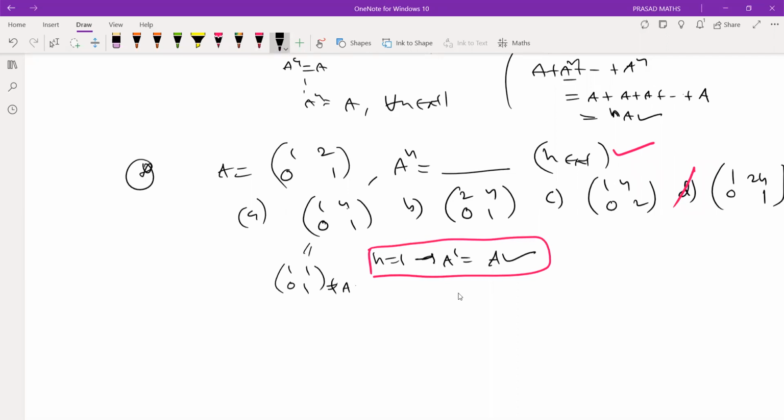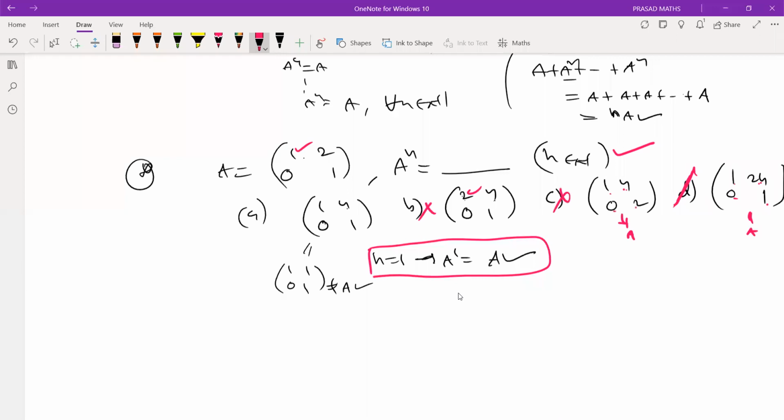But when you plug n equals 1 into option a, you're not going to get that value. This is not the same as saying n, because here this is 2 and this is 1. So a power 1 should not be a, so this option is not right. Here when you plug n equals 1, you get 1, 1, 0, 2. This is not a. Therefore, this is not your option. When you plug n equals 1, you get 1, 2, 0, 1. This is your a. So this is your answer.